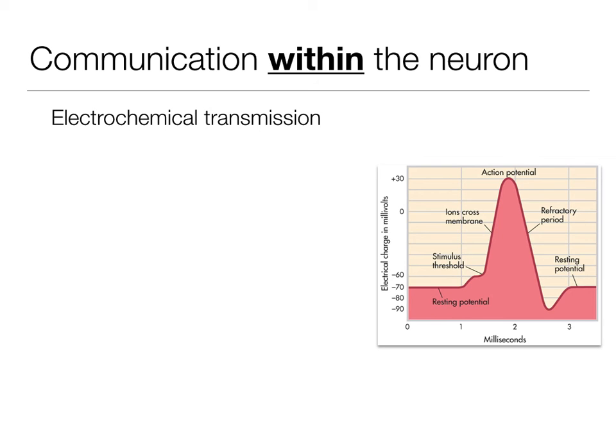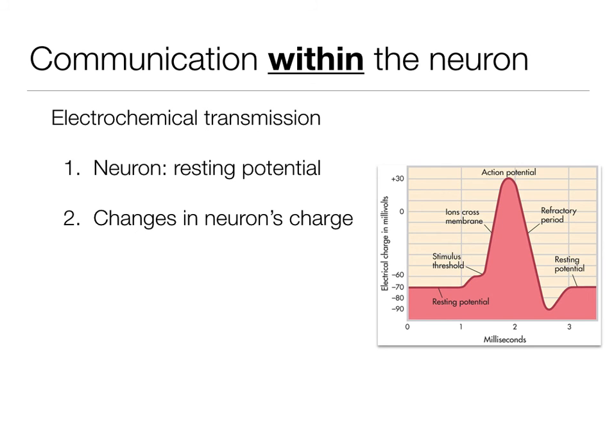The neuron starts in this resting potential. And if you look at this graph, it's happening very, very fast. This graph is done in 3 milliseconds, so we're talking about very, very fast transmissions happening. So the neuron starts in resting potential. It's just hanging out. It's just chilling. There's a change in the neuron's charge. So information has come in. We have new neurotransmitters that change this information.